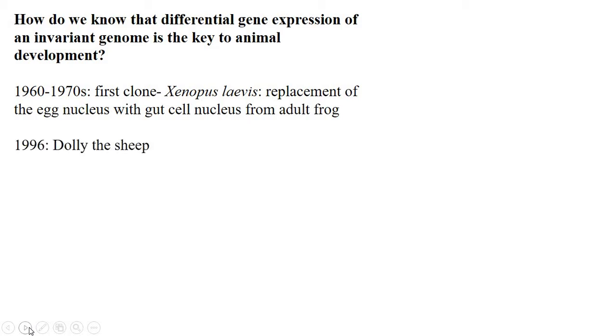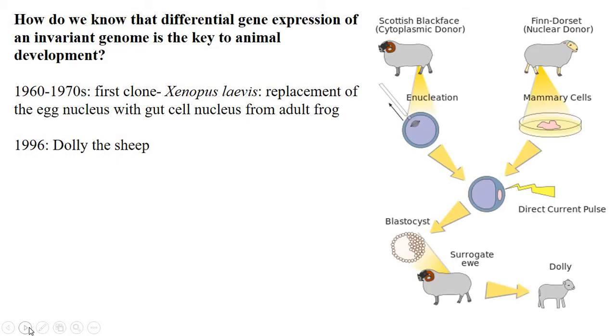In 1996, the first big mammal was cloned, and this started the biotechnology industry. This was the cloning of Dolly the sheep, where scientists showed for the first time that we can actually make a whole organism from a cell. And what they did here was they had two different sheep. This is the Scottish Blackface cytoplasmic donor, and here is the Finn Dorset nuclear donor.